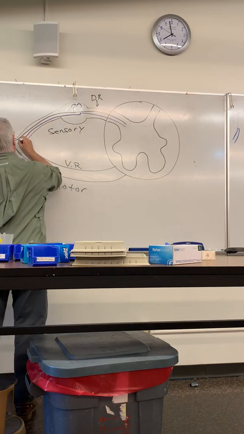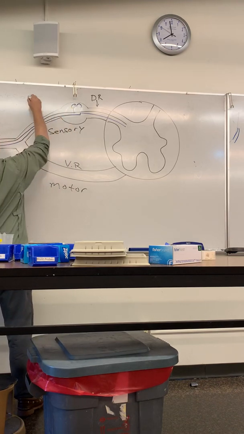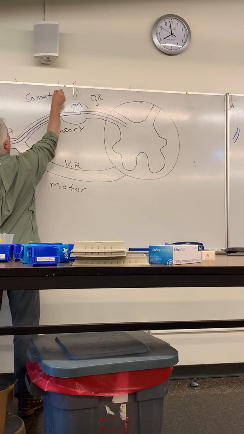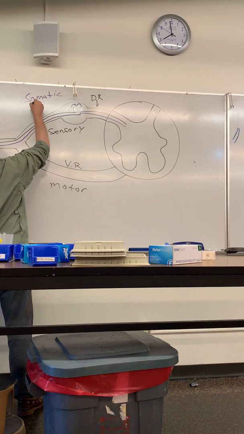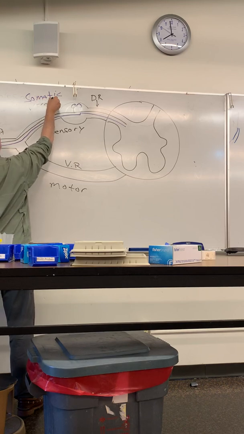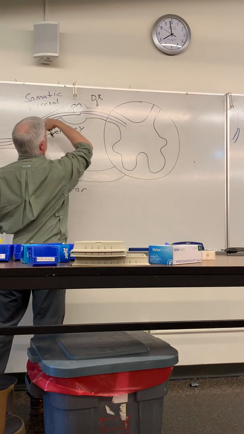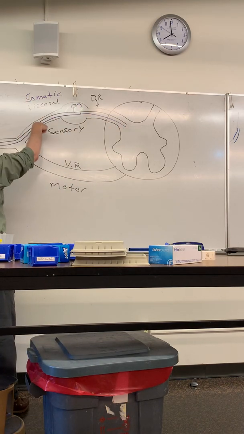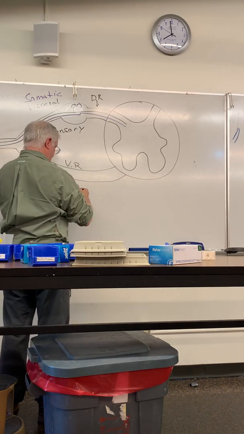And then the black could be visceral. You can make the purple somatic if you like. I don't care which one it is. But purple could be somatic and the black could be visceral. That means I have a visceral unipolar neuron and a somatic unipolar neuron. I have a somatic and visceral sensory pathway.